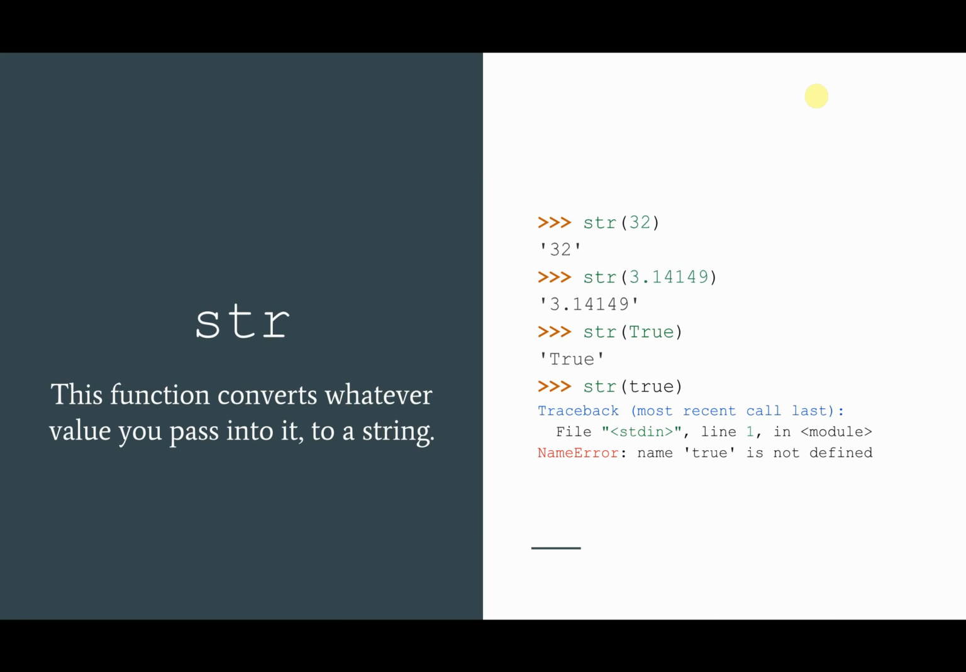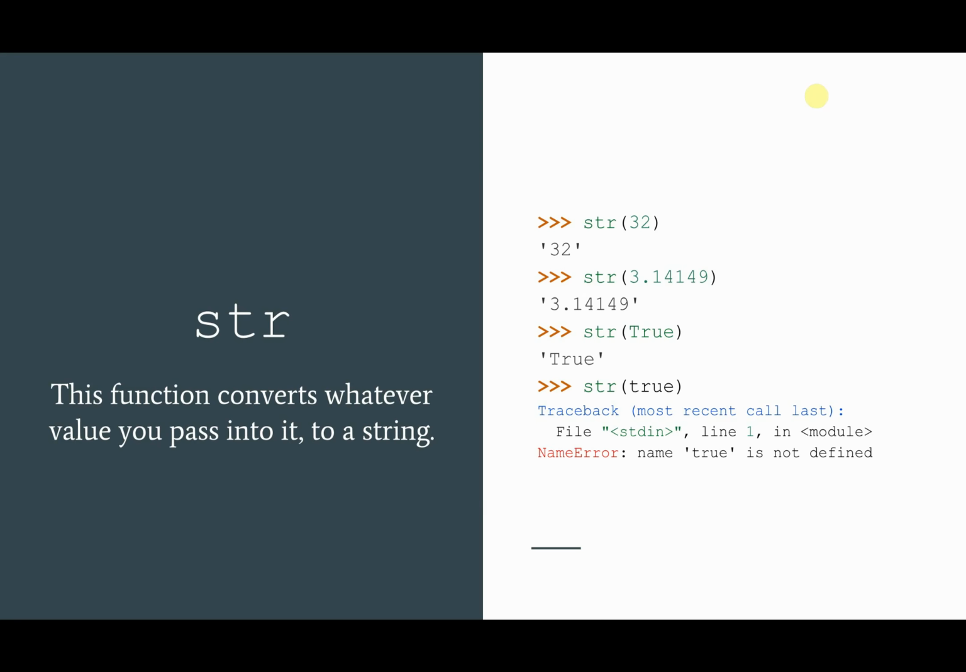The string function converts whatever value you pass into it to a string. So you pass in the integer 32, you get a string representation of 32. If you pass in 3.14149, you get the string 3.14149. If you pass in a Boolean, whether it be true or false, you get a string representation of that Boolean back.